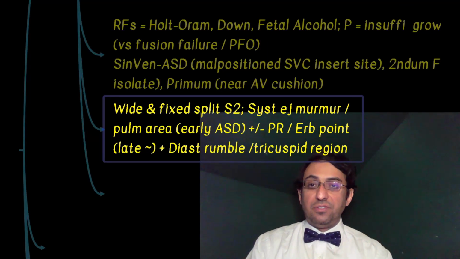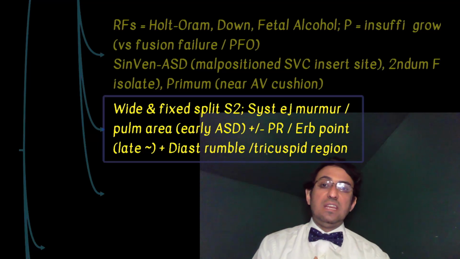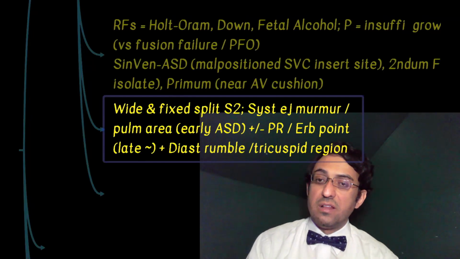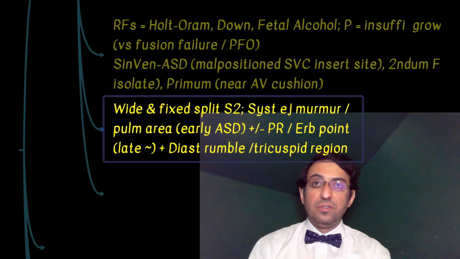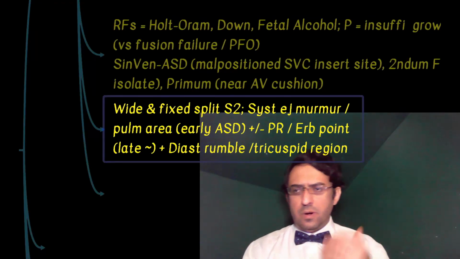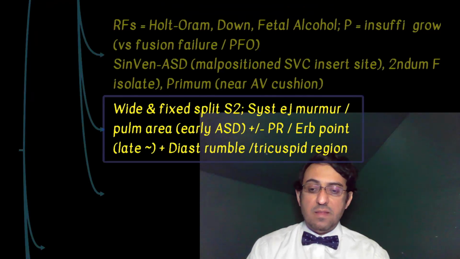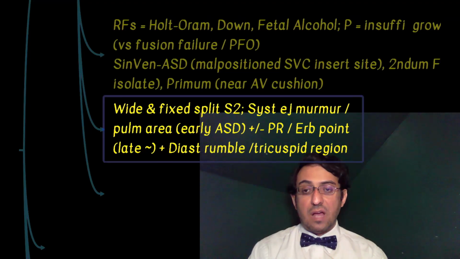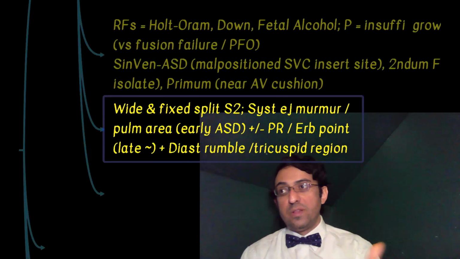I would like you to know that all ASDs are associated with the well-known wide fixed split S2. However, depending on whether we have an early or a late ASD, we may have different types of murmur. Usually the early ASD is just associated with a systolic ejection murmur in the pulmonic area due to increased pressure over the pulmonic valve, and you know the pulmonic area is the upper left sternal border. And if you are asked what is the possible second component of the murmur of ASD, if any murmur is present, that will be that of increased flow across the tricuspid valve, which is a diastolic rumble in the tricuspid area because again of increased flow between the right side of chambers.